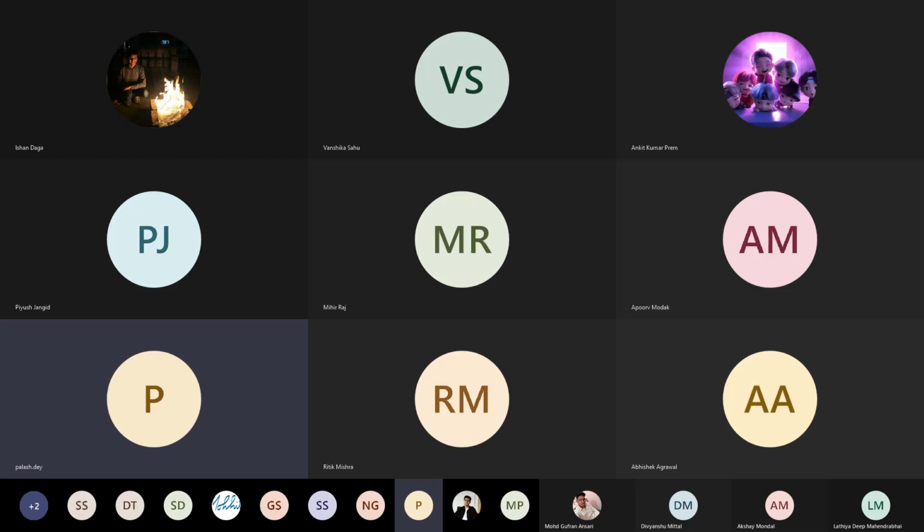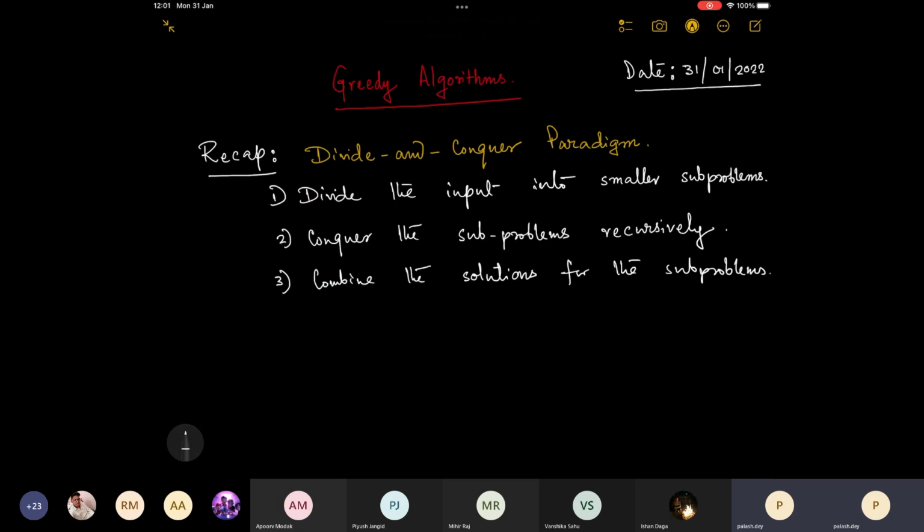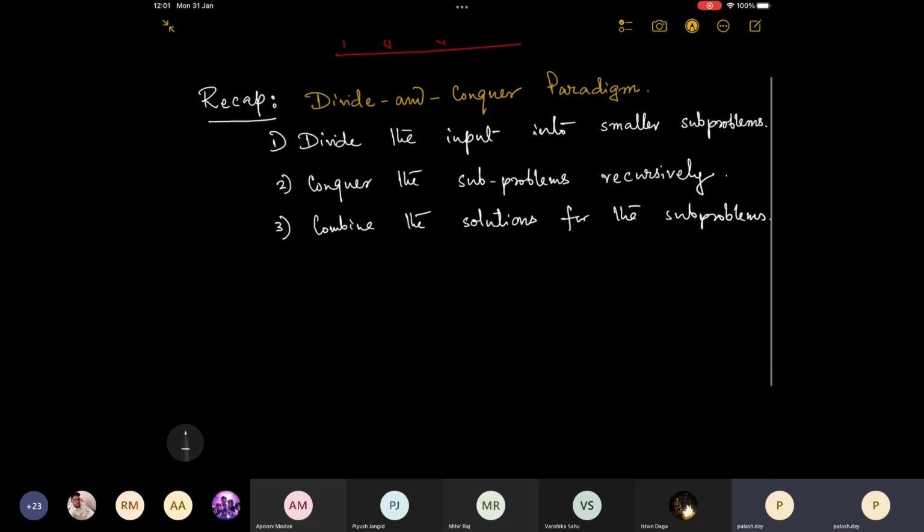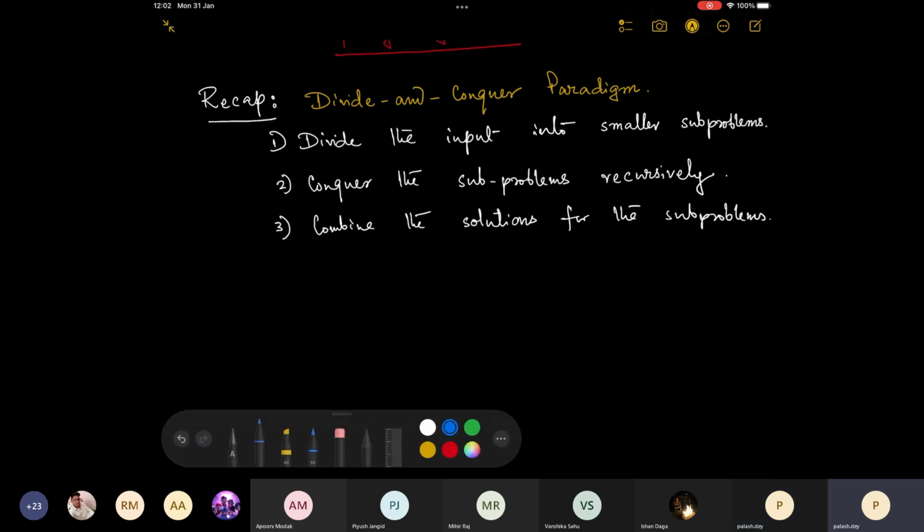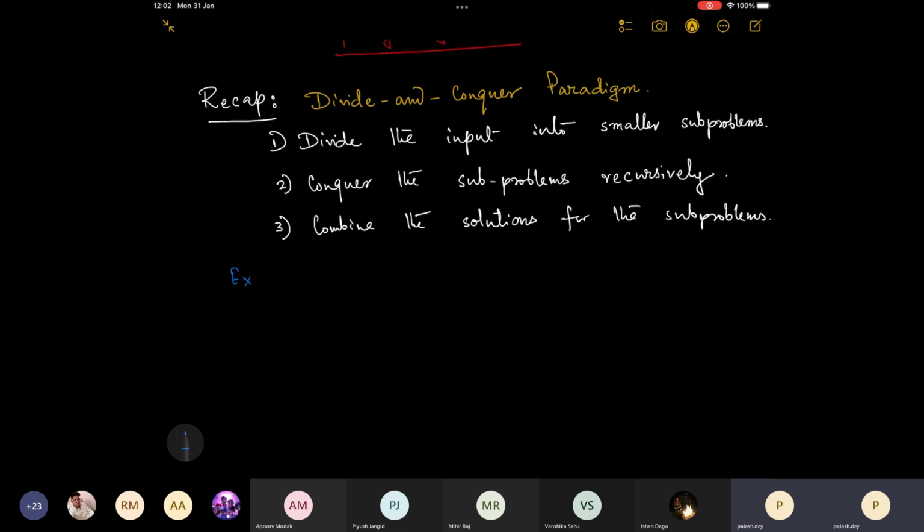Various algorithm design paradigms, high level techniques, high level guidelines for designing algorithms. The first technique that we have studied in last class is called the divide and conquer paradigm, and it goes like this: divide the input into smaller subproblems, then conquer the subproblems recursively, and then combine the solutions for these subproblems to obtain a solution for the original problem. So what are some of the examples?